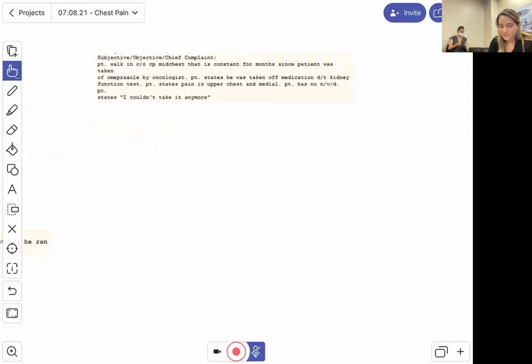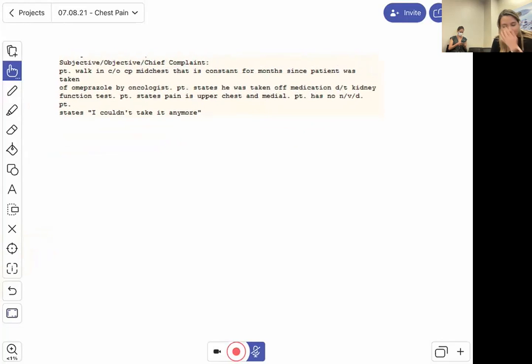So we have a second patient. Again, from his ER note, he's walking in, he's having complaints of mid-chest pain that's been constant for months since he was taken off of omeprazole by his oncologist. He was taken off of it due to kidney disease. He says the pain is in his upper chest and medial, no nausea, vomiting, and he just says, I couldn't take it anymore. I came in to be evaluated.